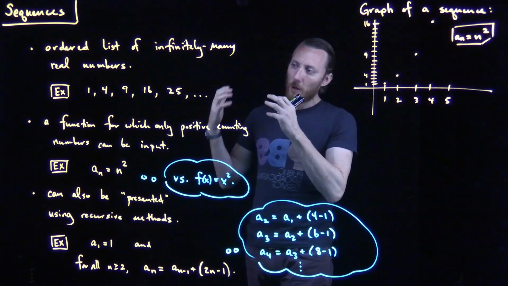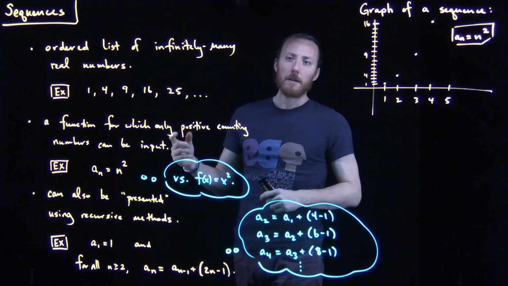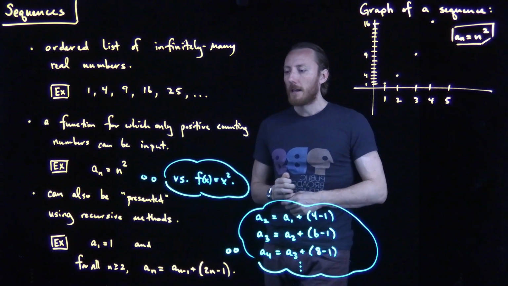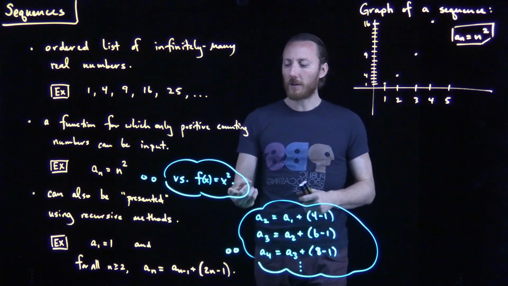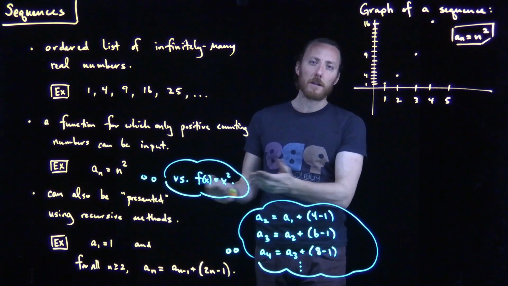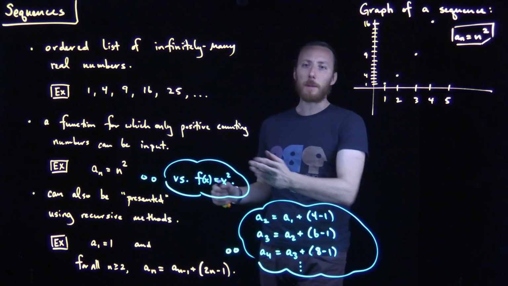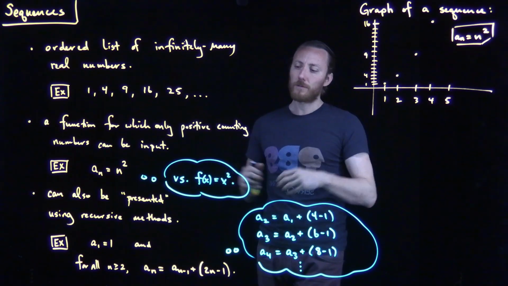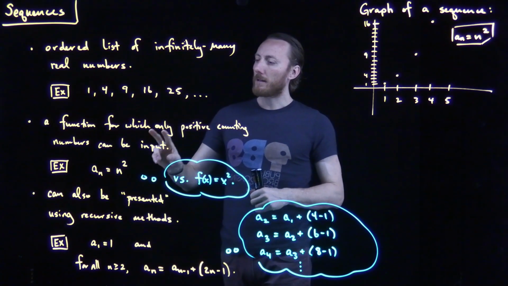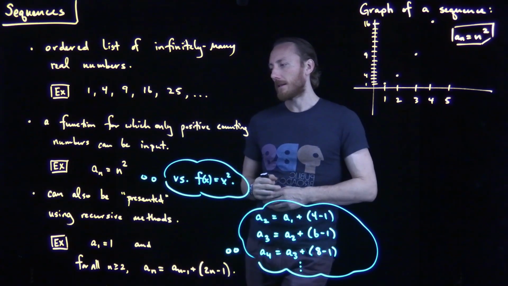Alternatively, we can present a sequence as a function, but a function for which only positive counting numbers can be input. Normally when you think about a function like f of x equals x squared, you could plug in whatever x you want off of the number line. You could plug in x equals 2.7 or x equals pi or x equals square root 3 or whatever. But whenever we talk about a sequence, we're talking about a function where you can only input positive counting numbers.